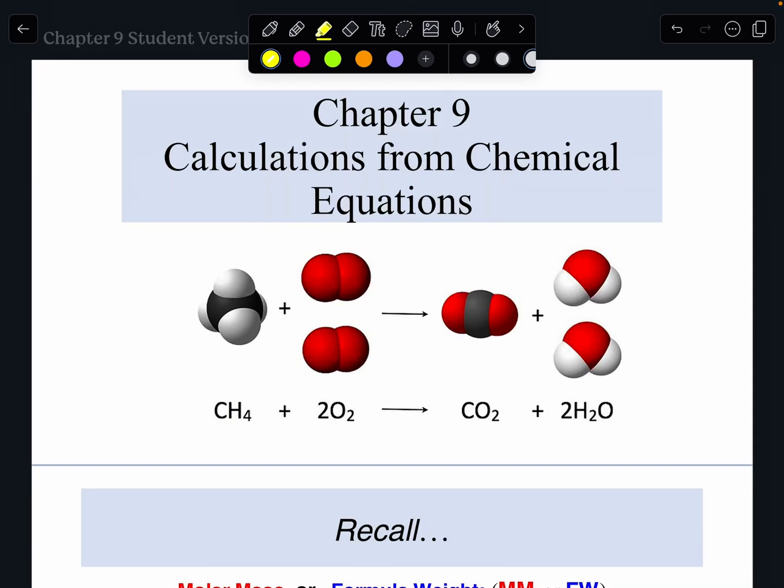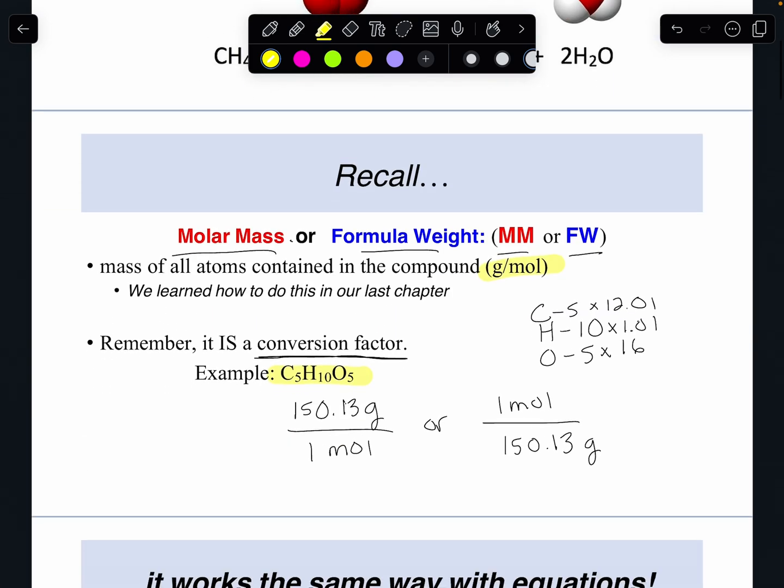This is chapter 9, and we're going to be focusing on calculations from chemical equations. Now we have to remind ourselves of molar mass. Molar mass, or another word for it is formula weight, has the units of grams per mole. You can see those units right here down below. Now we're going to be using molar mass as a conversion factor, and that means we're going to use it to go from one thing to another in an equation.